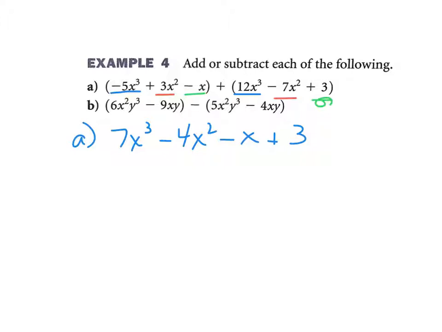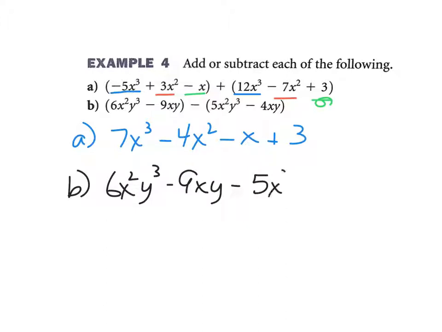Now, when it's subtraction, you may want to do one extra step. I do this a lot. I'm going to take both sets of polynomials out of their parentheses. But the second one, because there's a minus sign, I'm going to distribute that minus sign through the second parentheses. So it changes the signs of everything inside. It's going to take that 5x squared y cubed and make it a minus 5x squared y cubed. It's going to take the minus 4xy and make it a plus 4xy.